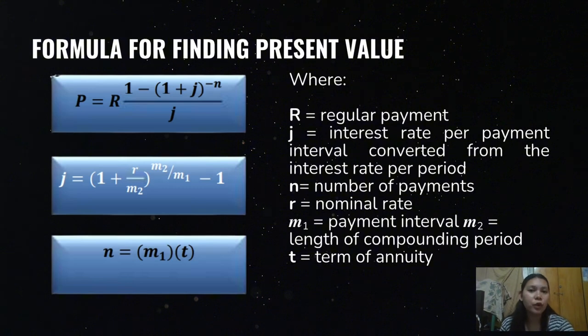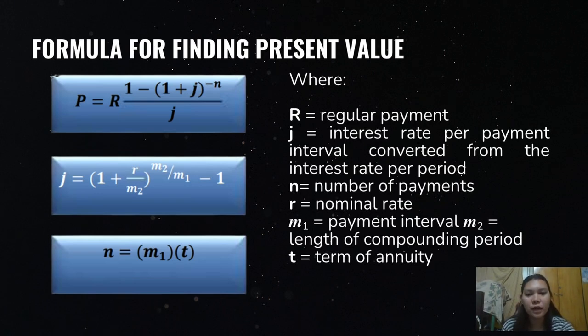These are the following formulas needed to solve for the present value of general annuity. For our main formula, we have P is equal to R, 1 minus the quantity of 1 plus J raised to negative N over J, where P is the present value or the amount borrowed or invested today, and R is the periodic payment or the equal payment made each period, and J is the equivalent interest rate per payment period, and N is the total number of payments.